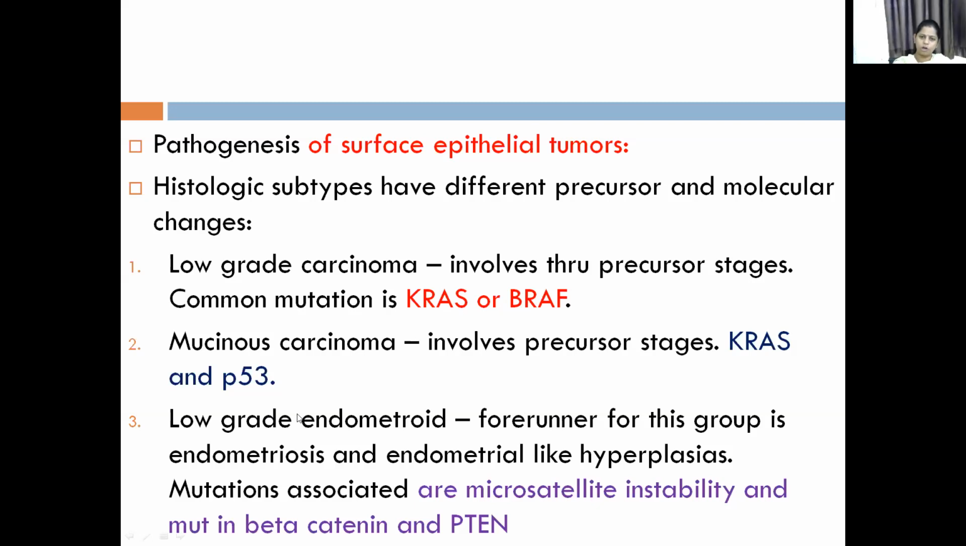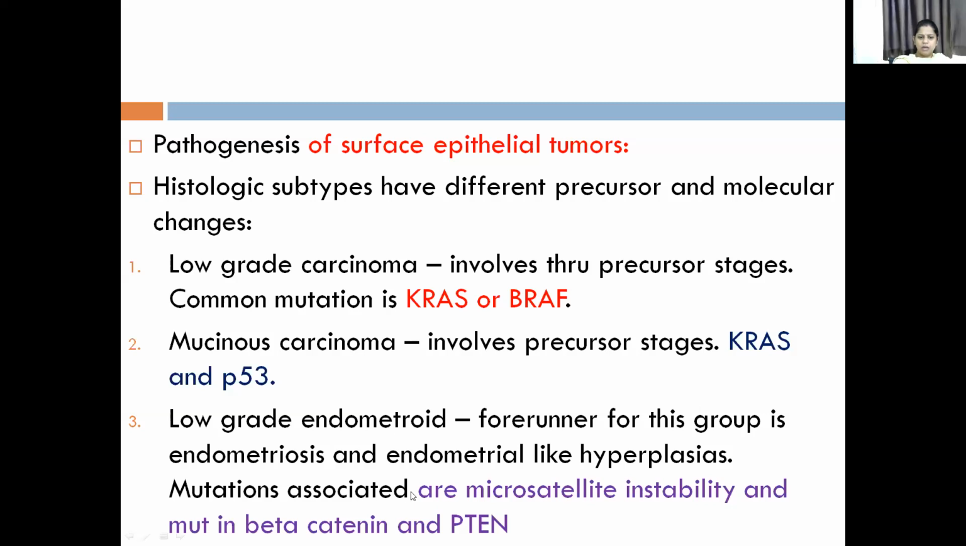P53, I've already told you about the role of P53 in the cervical cancers, right? In cervical cancer, this E6 protein inactivates P53. Okay, that is the pathogenesis of cervical carcinoma. Mucinous carcinoma is also associated with P53 and KRAS.